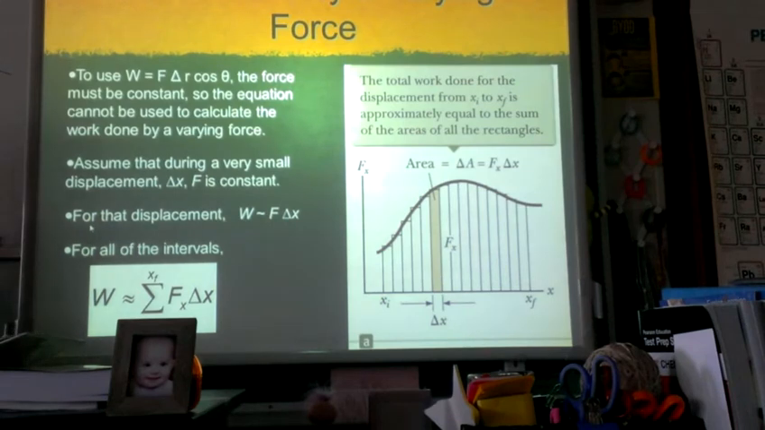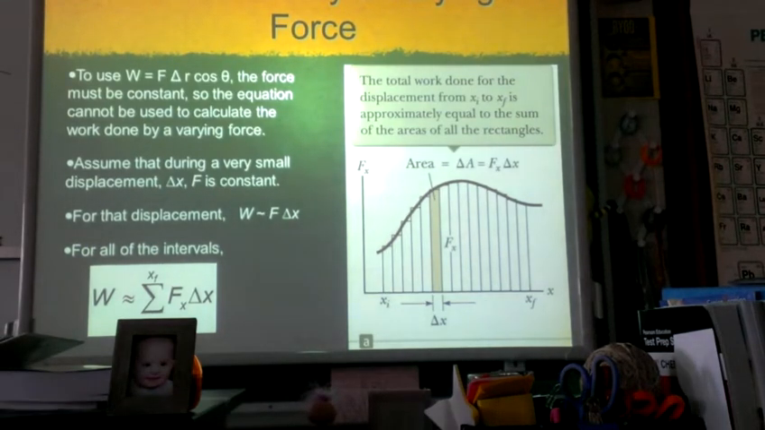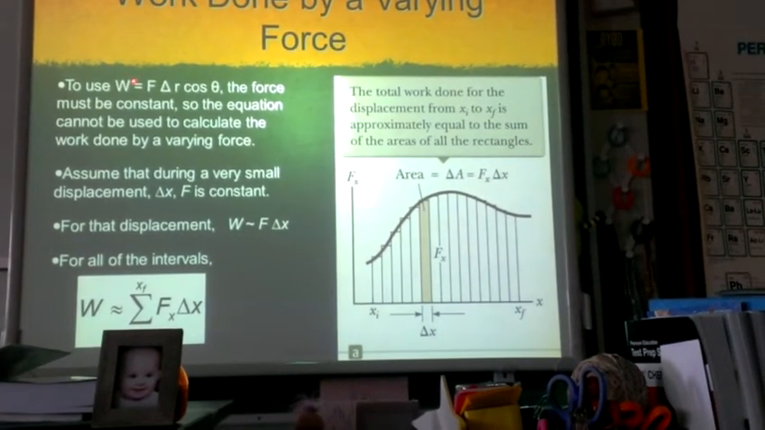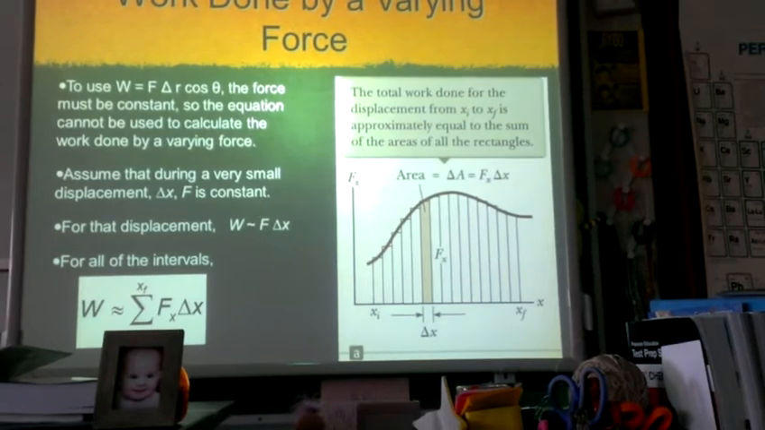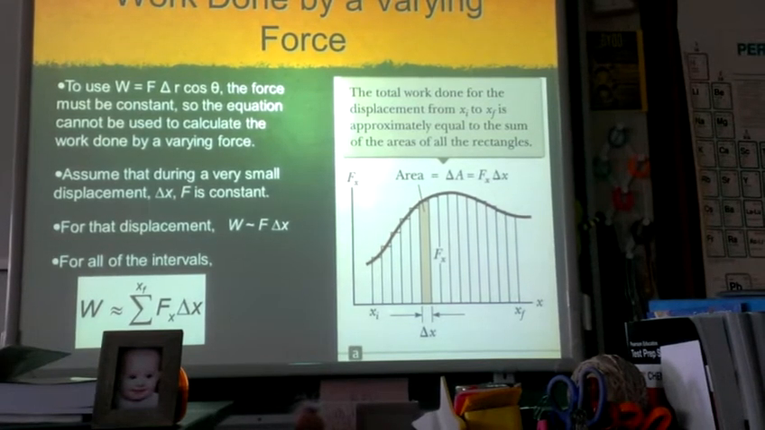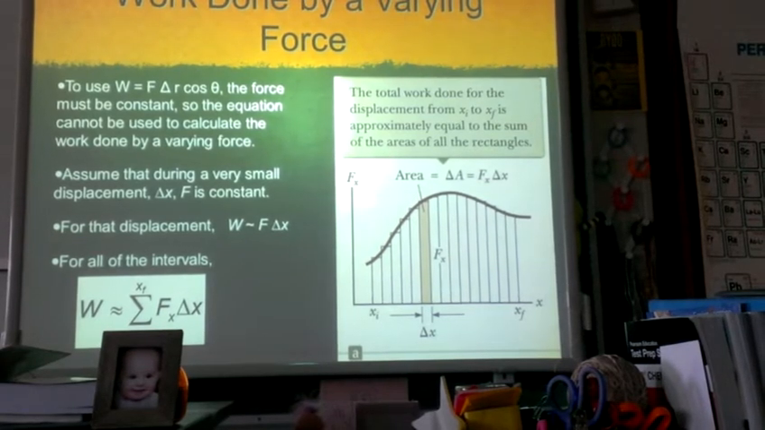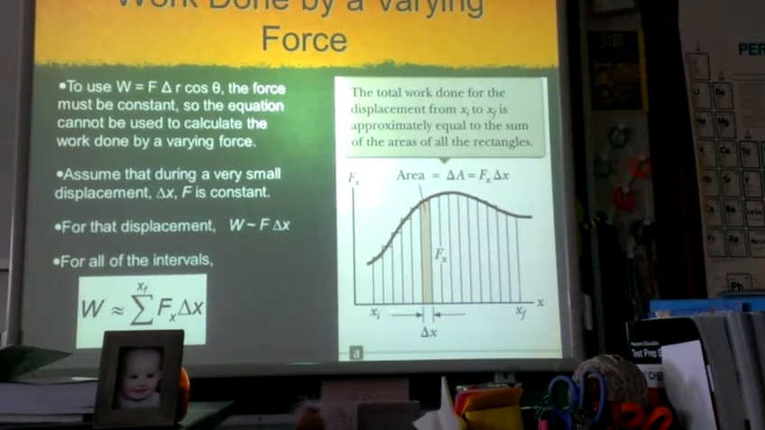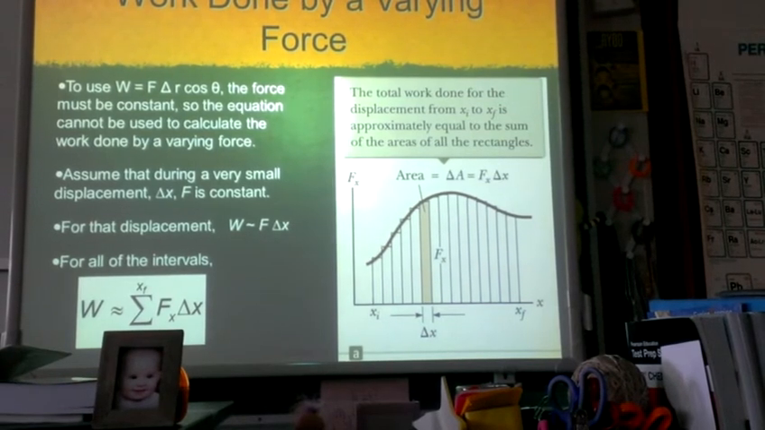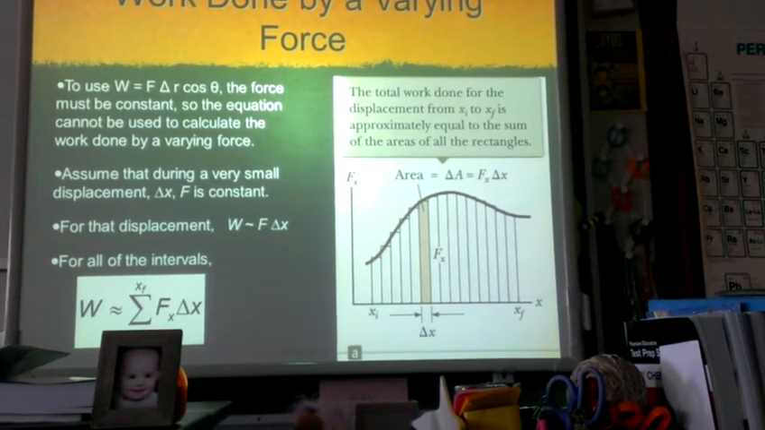Okay, all of the things that we've been talking about so far have been when work is done with a constant force. What happens when work is done by varying forces? We can only use work is equal to force times displacement times cosine theta if that force is constant. It will not work on a varying force. So if we think about varying forces, we have to assume that during a very small displacement, which we like to assume that most displacements are small enough that this will work, which we're going to call delta x.